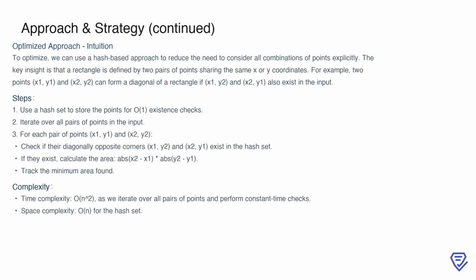Using this insight, we can optimize the solution with the following steps. First, we use a hash set to store all input points, enabling O(1) existence checks. Next, we iterate over all pairs of points in the input. For each pair, we check if their diagonally opposite corners exist in the hash set. If they do, we calculate the area using the formula abs(x2 - x1) * abs(y2 - y1), and track the minimum area found. This method significantly reduces the computational overhead, bringing the time complexity down to O(n squared), as we only need to consider pairs of points, and the space complexity is O(n) to store the hash set.